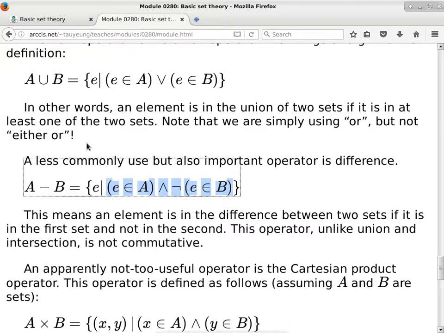Because in order for an element to be in the difference, or in A minus B, it has to be in A. So if you have an element that is in B but not in A, it wouldn't appear in A minus B. It would appear in B minus A, but not A minus B. You can still perform the operation.